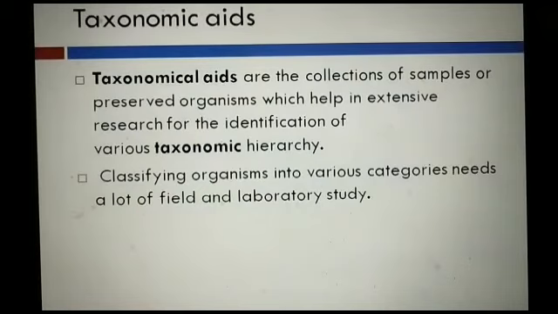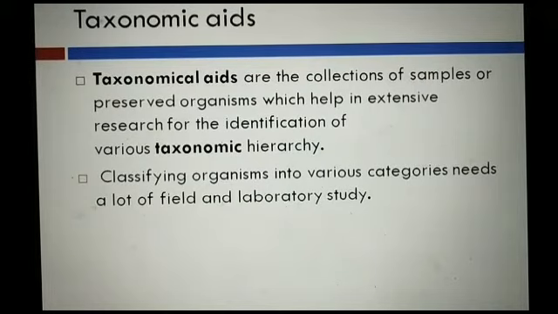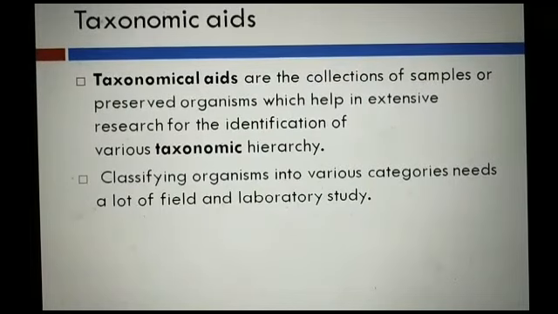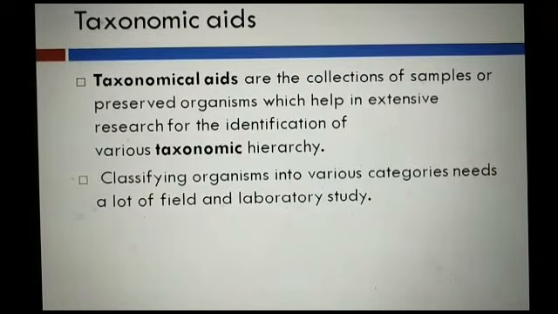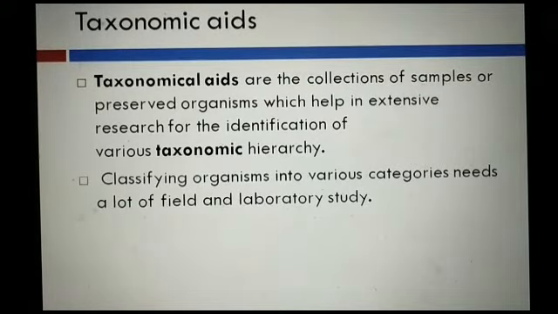Today we are going to continue our last topic of this chapter, taxonomic aids. We all know, student, what is taxonomy? The process of classification of an organism. And taxonomic aids are anything that helps in classification or identification of an organism. So, taxonomic aids are the collection of samples or preserved organisms, specimens, which help in extensive research for the identification of various taxonomic hierarchies.